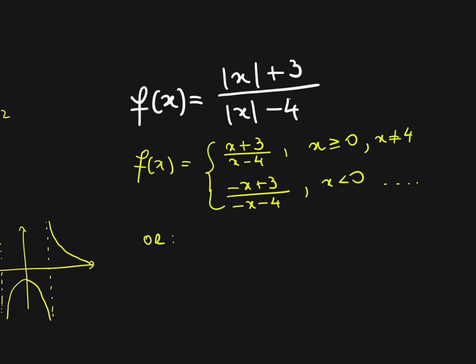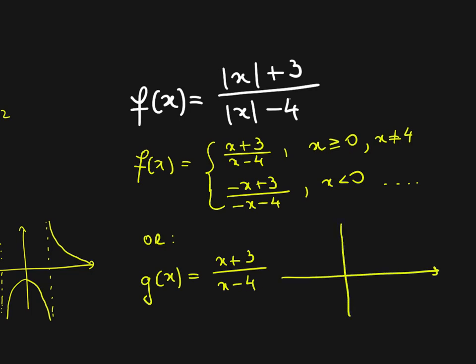Or I can consider the graph g of x equals x plus 3 over x minus 4. I know this graph, and then I'm going to ask how it is related to the given graph. So x equals 4 is a vertical asymptote, y equals 0, so the graph will look like this. And now see how f of x is actually g of absolute value of x.